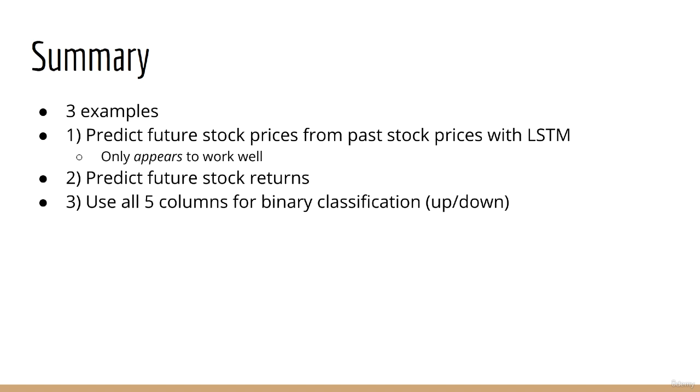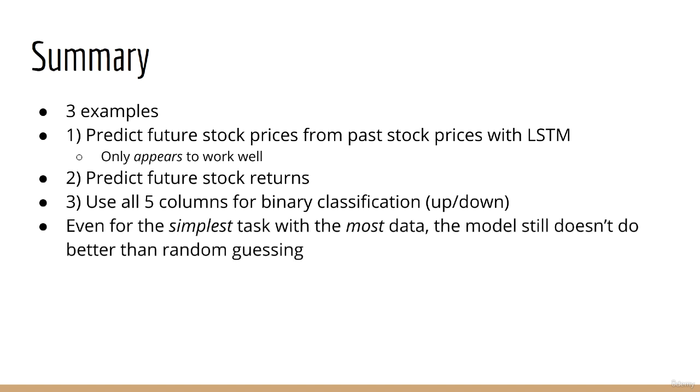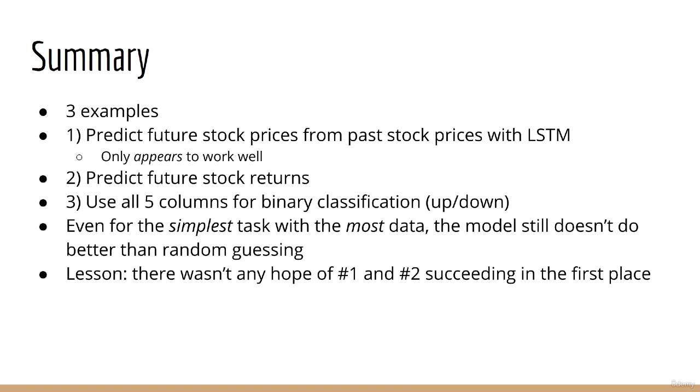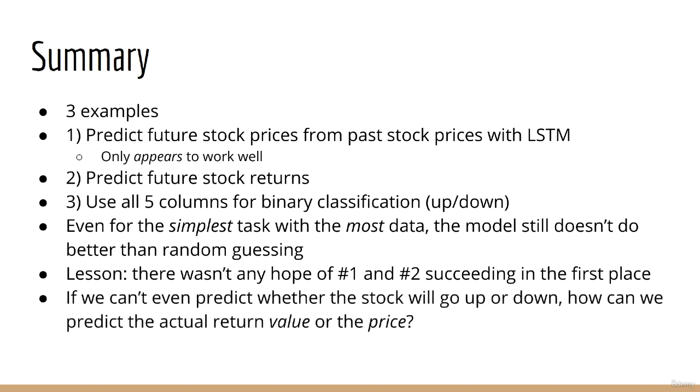We saw that, even on the simplest possible task with the most data, the model still could not achieve better results than random guessing. What this tells us is that there isn't any hope of our first 2 models working in the first place. Imagine if you can't even predict whether the stock price will go up or down, how could you ever predict the numerical value of the return or the next stock price itself? In other words, if you can't even do the easy task, then surely the harder task is also not going to be solved.